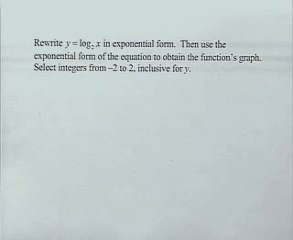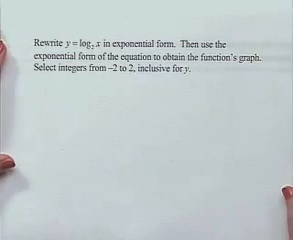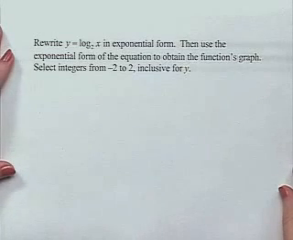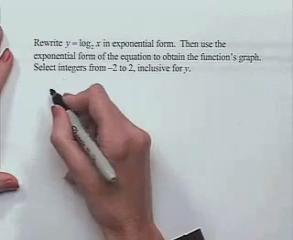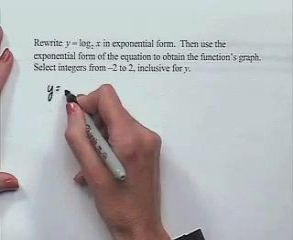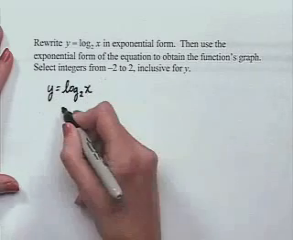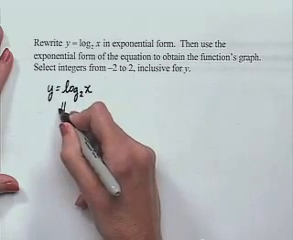Now let's look at graphing a logarithmic function. Rewrite y equals log base 2 of x in exponential form, then use the exponential form of the equation to obtain the function's graph. Select integers from -2 to 2 inclusive for y. We're going to have our equation, which is logarithmic. We want to change that to its exponential form.